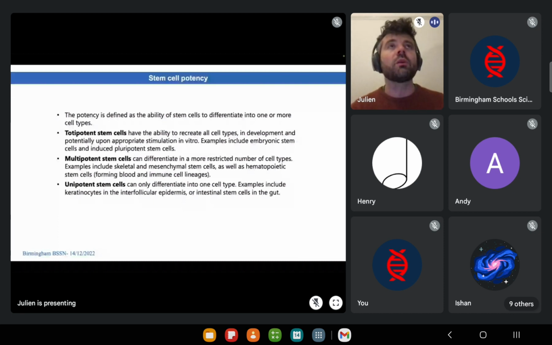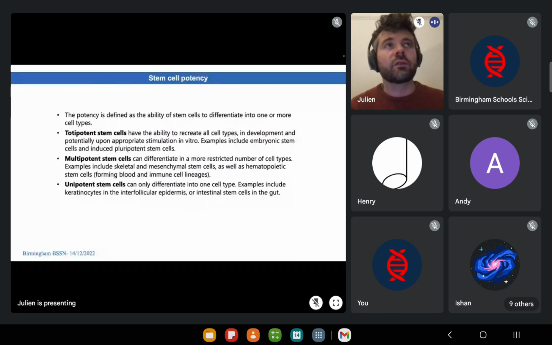Other cells are known as multipotent stem cells, and these will only be able to differentiate into a few of these lineages. This is the case of mesenchymal stem cells, which maybe you've heard of, that can differentiate into lineages such as bone, fat, or neural lineages. And finally, we've got unipotent stem cells that only have the capacity to differentiate into one lineage, often undergoing what we call terminal differentiation. So they differentiate into this lineage and eventually will die.